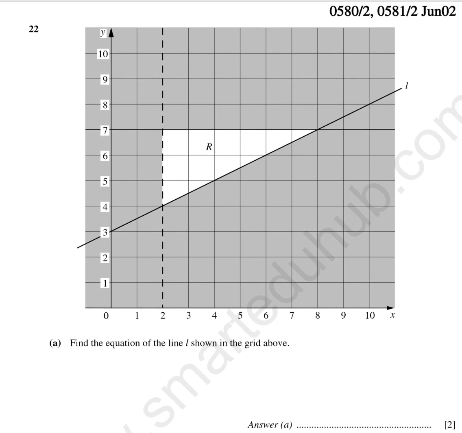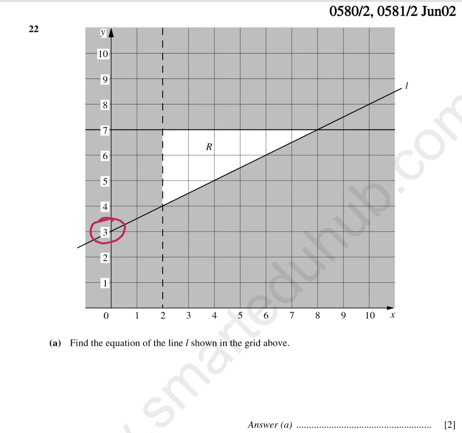A. Find the equation of the line L shown in the grid above. Okay, so there's a line L and we need to find out the equation of the line. Now how do you find the equation of the line? Well, you need to find the slope of the line, and then you need to find out the y-intercept. Now for the line L, clearly it is seen that the y-intercept is 3. So we have this 3 as a y-intercept.